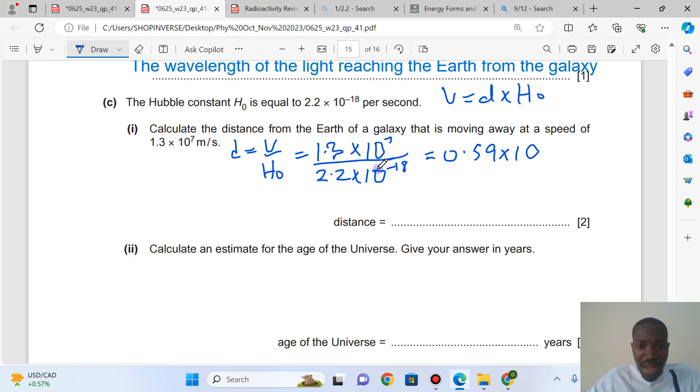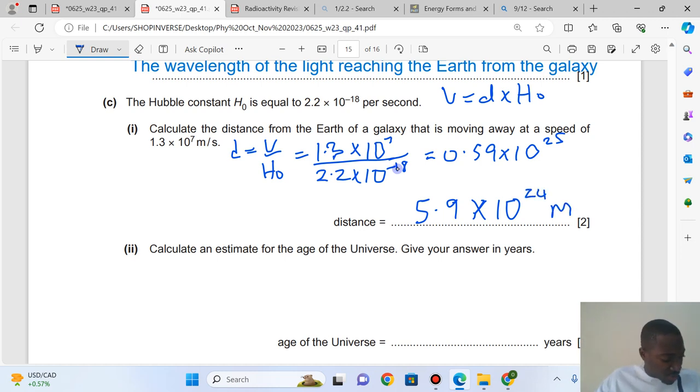0.59 × 10⁻⁷ over −18, that will be 25. So our answer will be 5.9 × 10²⁵, shifting the decimal point to the right, we subtract one from this, 24 meters. 5.9 × 10²⁴ meters.